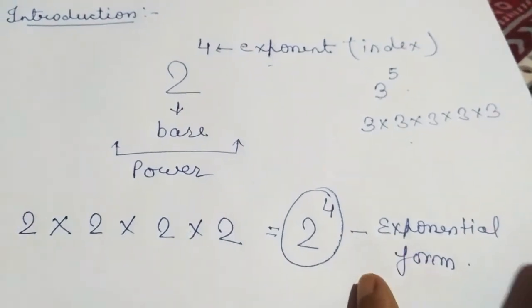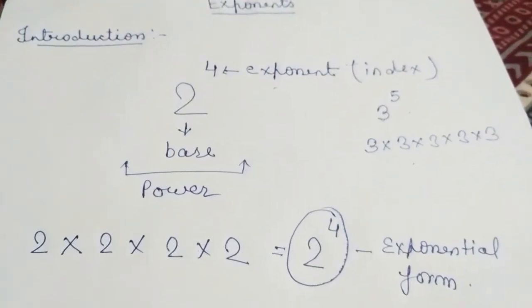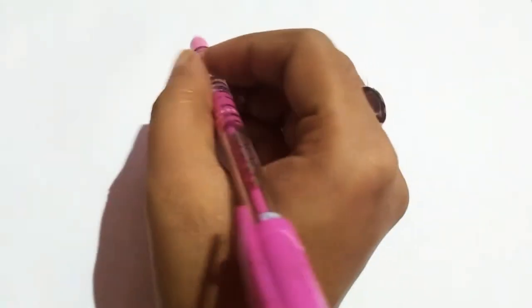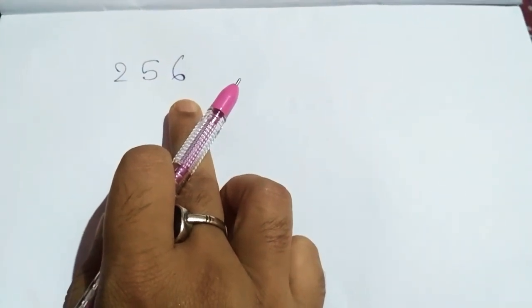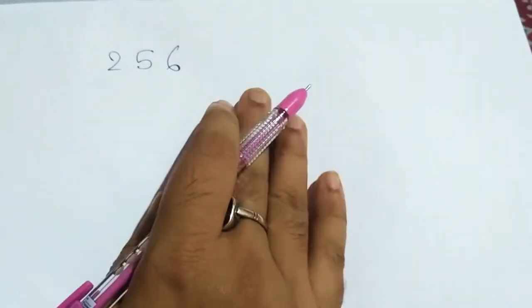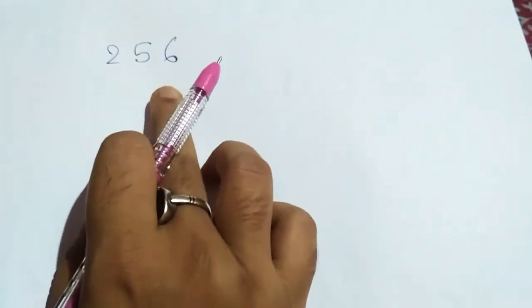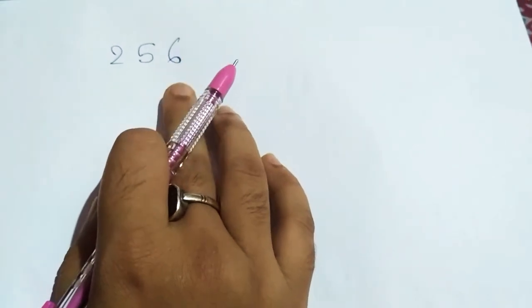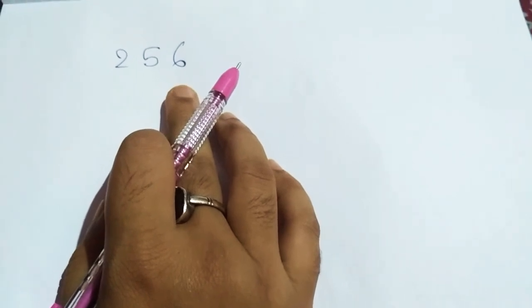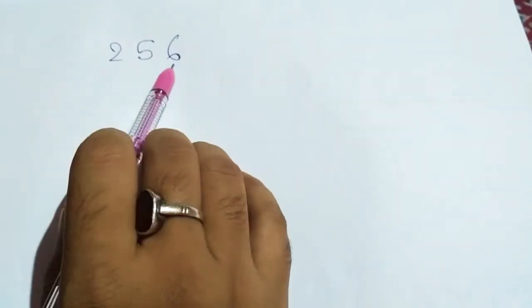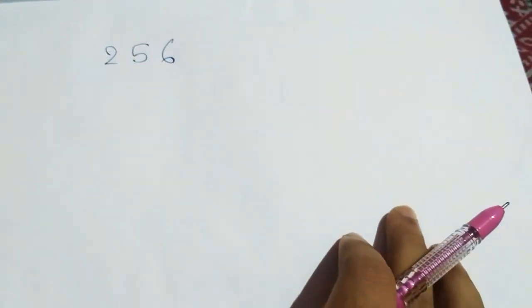So this is the main concept. Suppose 256 is a number. This number is given and you have to convert it into exponential form. So how can you convert it? First of all you have to find out the factors of it. अगर ये नंबर है, इस नंबर को अगर एक्सपोनेंशियल फॉर्म में कन्वर्ट करना है तो आप कैसे करोगे? तो फर्स्ट है ये नंबर, इस नंबर का हमें फैक्टर्स पता करना होगा. So how can you find out the prime factors of it?